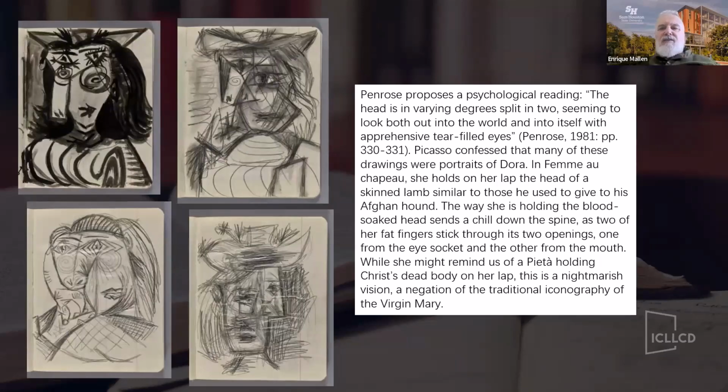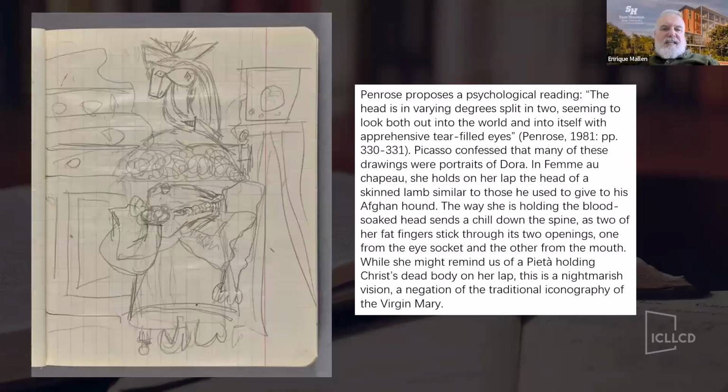Penrose proposes a psychological reading. The head is in varying degrees split in two, seeming to look both out into the world and into itself, with apprehensive, tear-filled eyes. Picasso confessed that many of his drawings were portraits of Dora. In Femme au Chapon, she holds on her lap the head of a skinned lamb, similar to those he used to give to his Afghan hound.